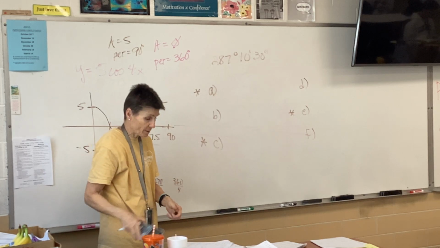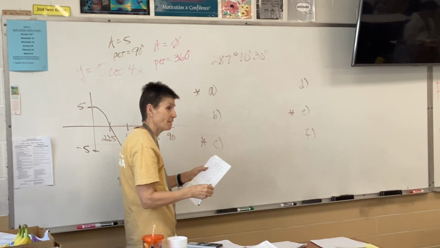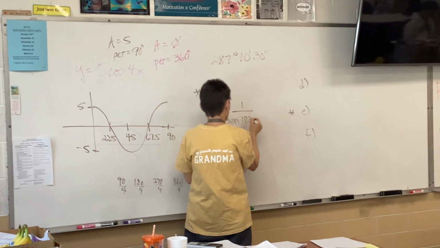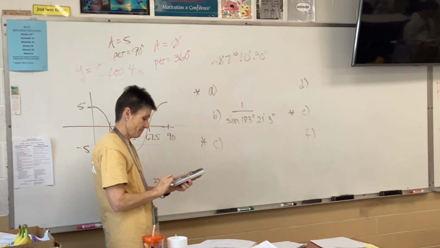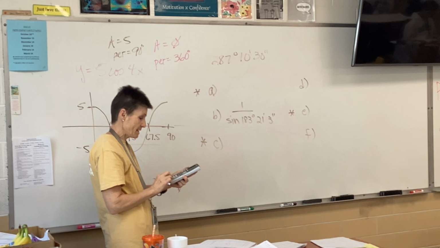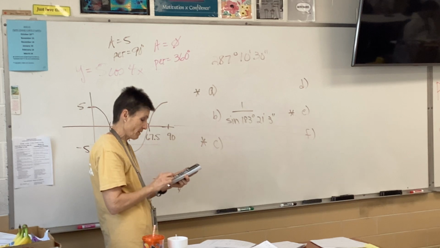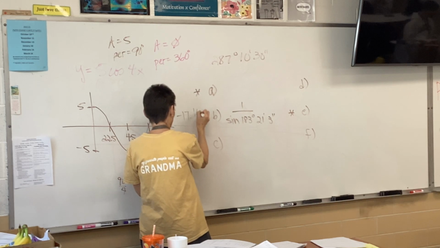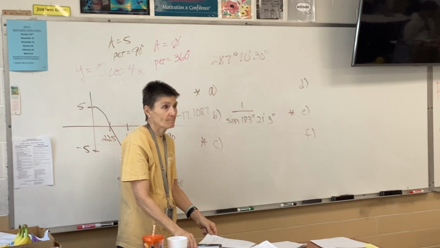So on my calculator, which is set in degrees, I'm going to do problem B. How am I going to type problem B into my calculator? 1 divided by sine 183 second angle degrees, 21 second angle minutes, 3 alpha plus, right? Did you get for B negative 17.1087? Anybody else get that? Yep.